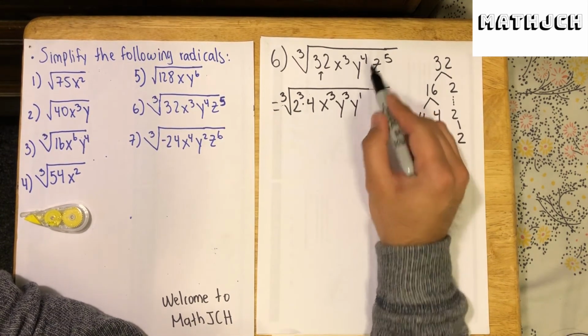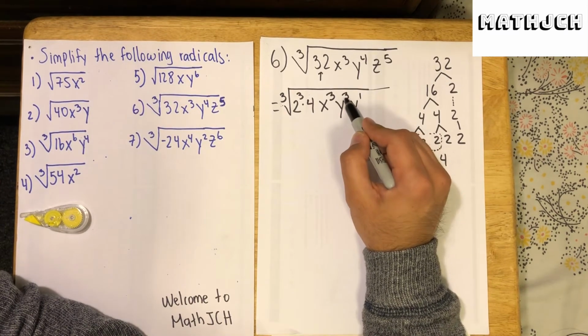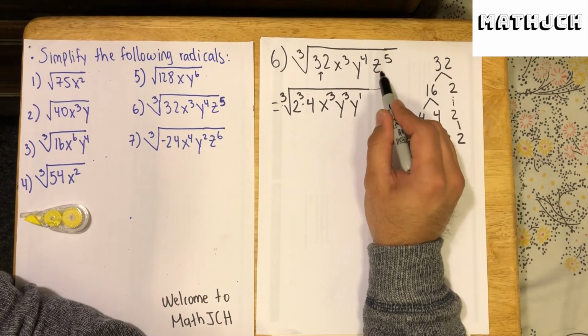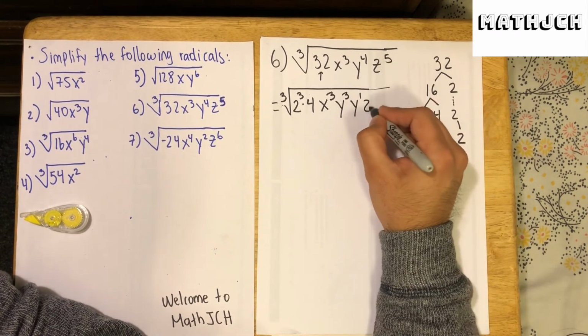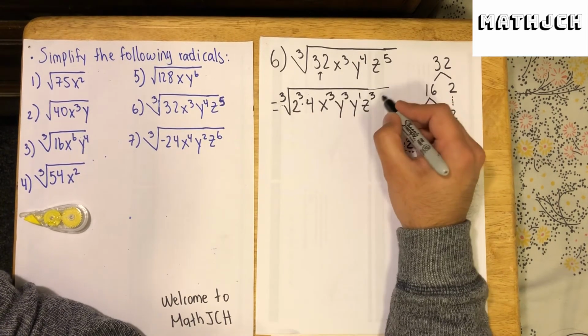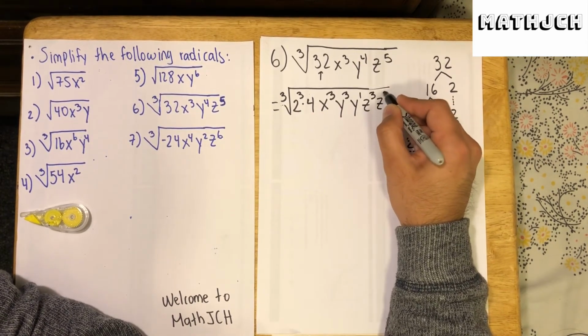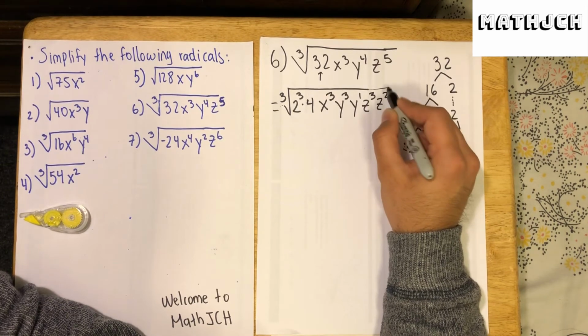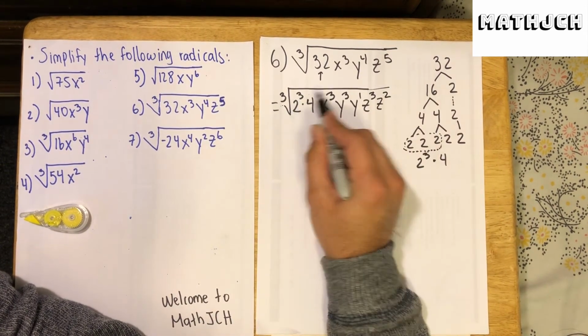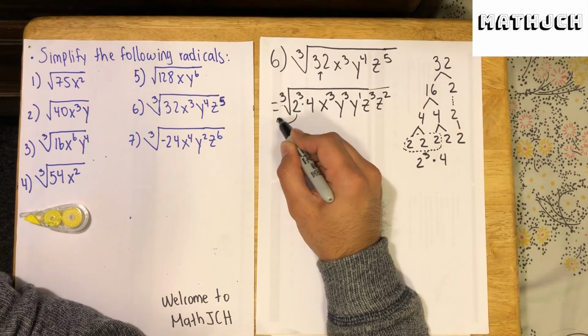So y to the 4, I could break it down into y to the 3 and y to the 1 because 3 plus 1 gives me 4. Same thing for z to the power of 5. I could break it down into z to the power 3, because my index is 3 again, and z to the power 2, because 3 plus 2 gives me 5. Now, the things with exponent 3 are the ones that are going to go out.